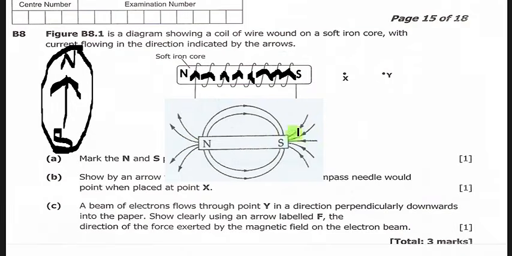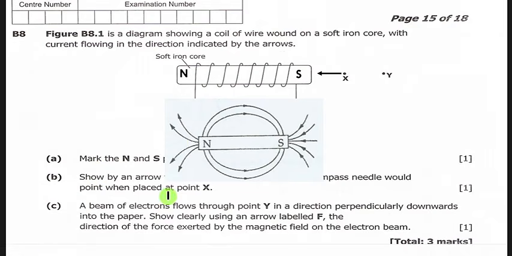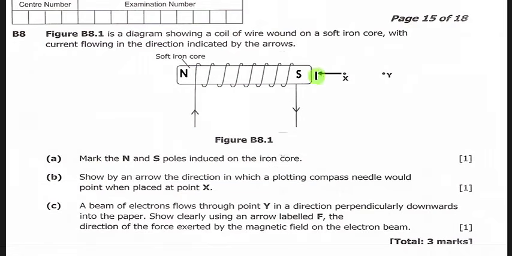The way these are pointing that way, even the pointer here, that's how it will point, entering like that. All right. So let's answer another question. So I've put like that. So C is saying a beam of electrons flows through point Y in a direction perpendicularly downwards into the page. Then they're saying show clearly using an arrow labeled F the direction of the force exerted by the magnetic field on the beam, on the electron beam.